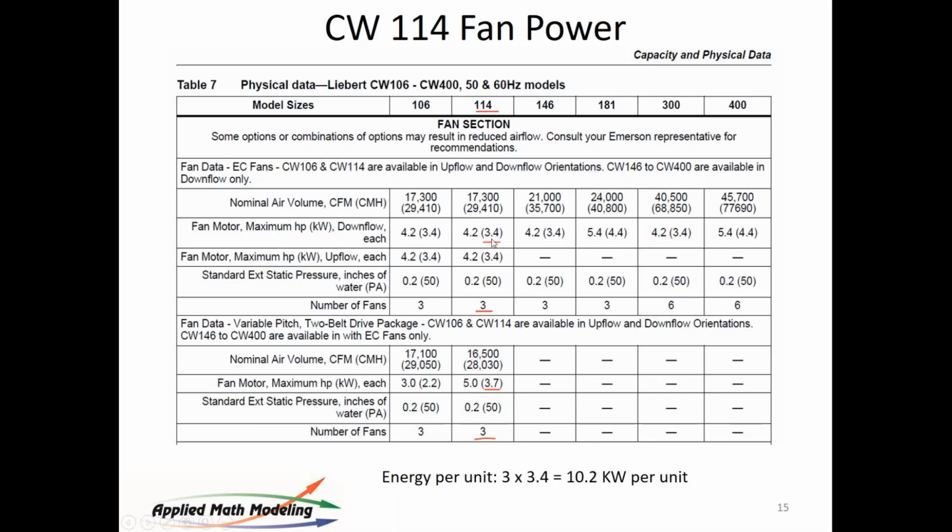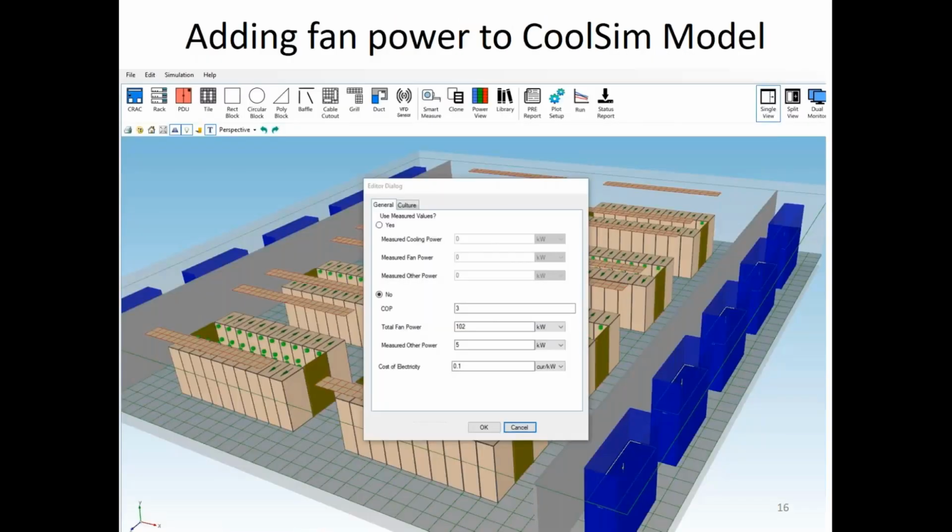3.4 kW, I'm sorry, 4.2 horsepower, 3.4 kW per unit. We have 3 units in each one of these devices. You can see I underlined 3. So we've got 10.2 kW times 10 units. So we've got 100 kW of fan power going into the room that is really used twice. Once to spin the fans, and then you've got to pump the heat back out that it creates.